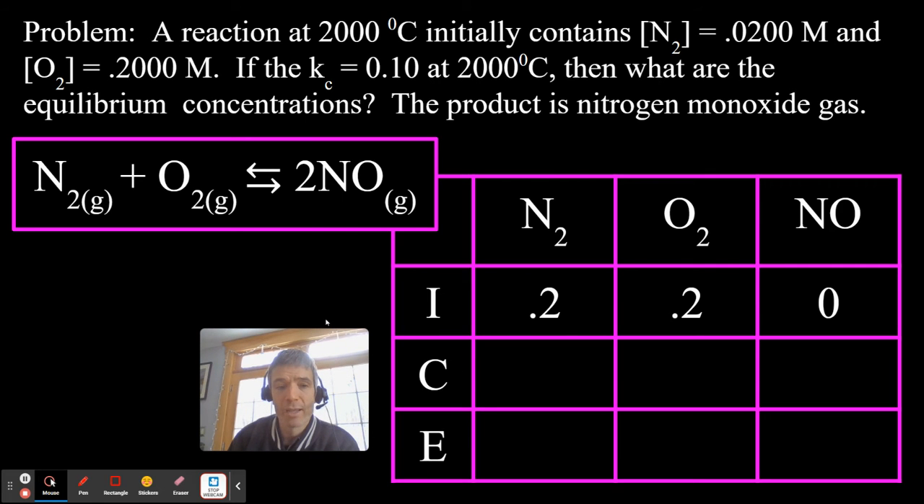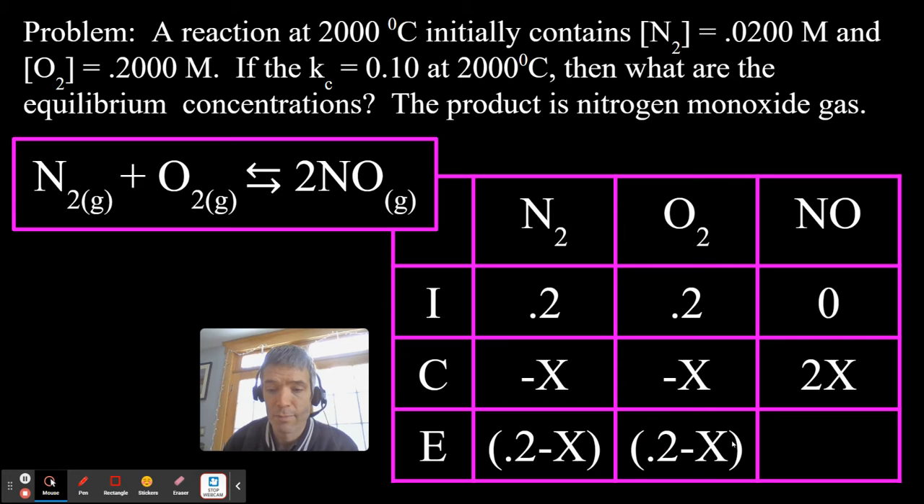Now, to get the change, you've got to look at your coefficients. What are the coefficients here? They're the same. So whatever change X is going to affect them both equally. It's going to be negative X. Since this is a 2, the change will double for the nitric oxide. And the equilibrium amount will be this for each of them.